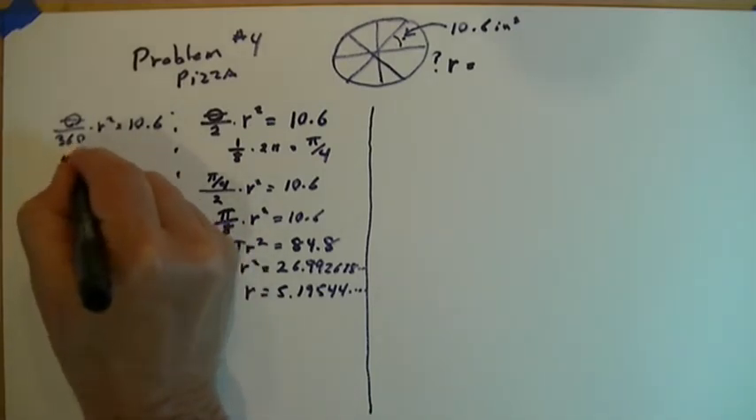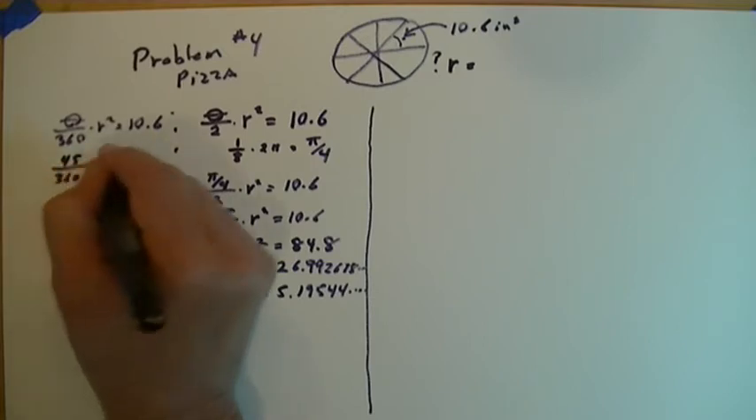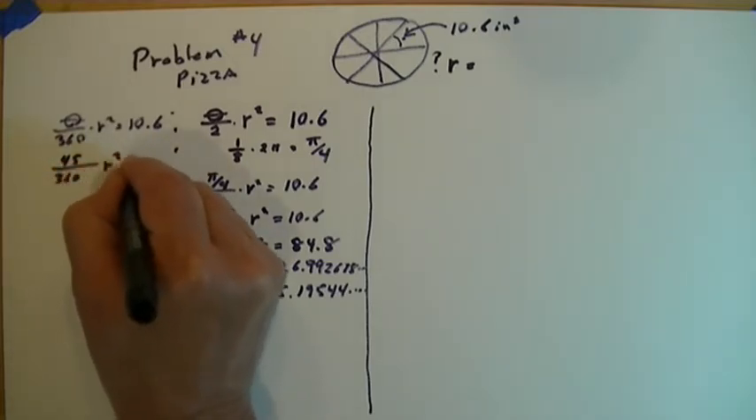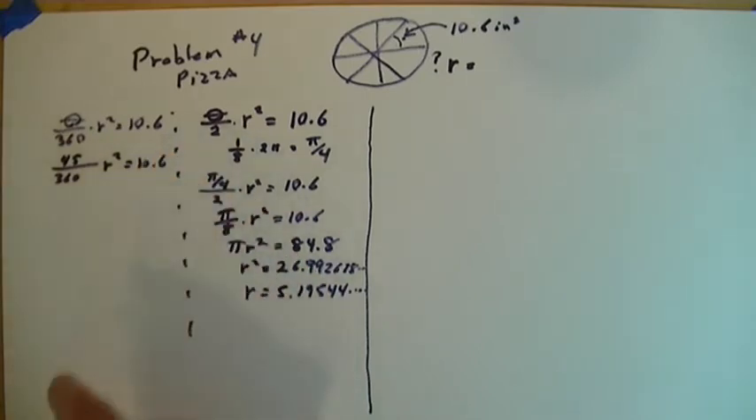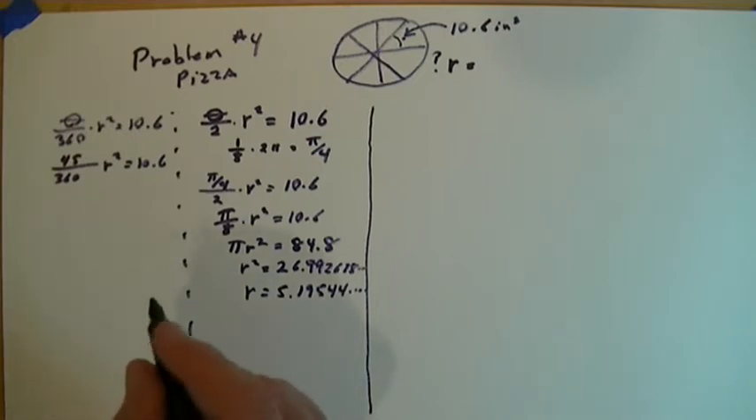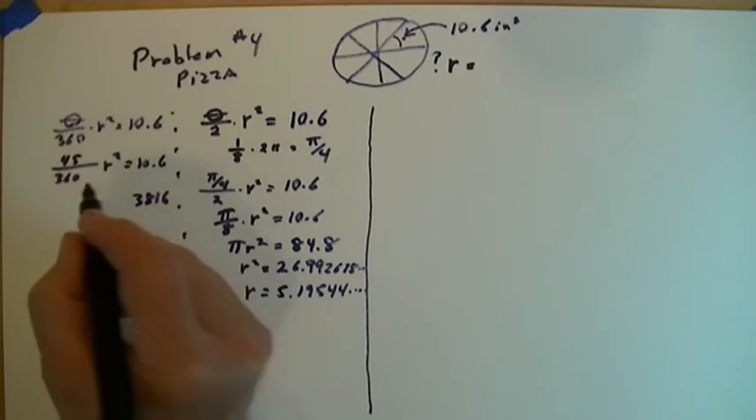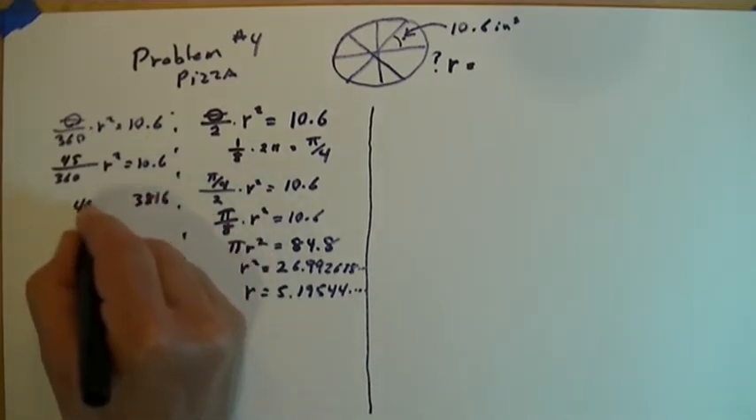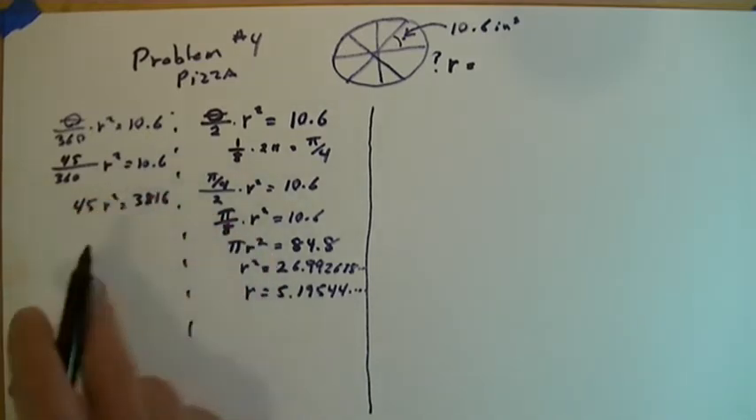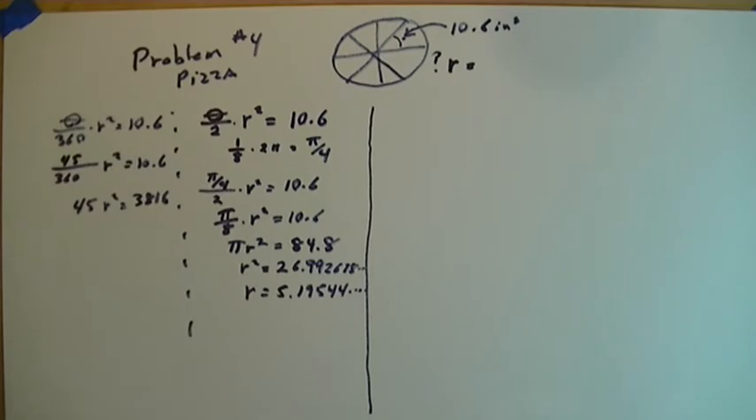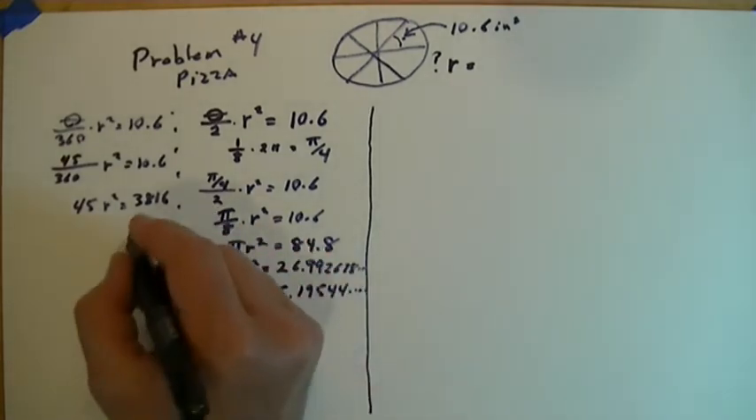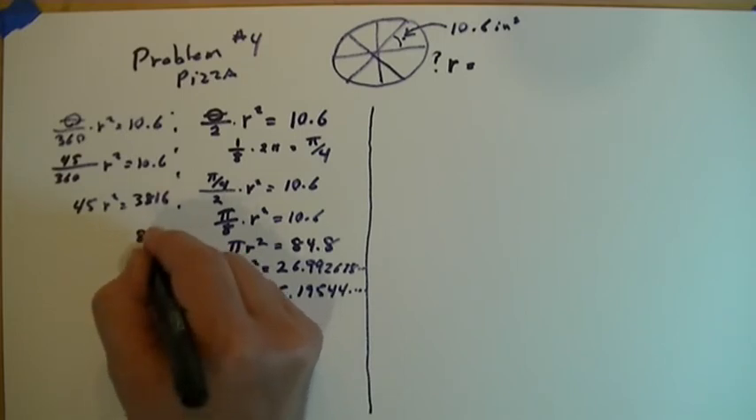45 over 360 r squared equals 10.6, so we have 360 times 10.6, which is 3816. I'm going to divide both sides by 45, so just divide it by 45, and we get 84.8. Gee, where did that number come from?